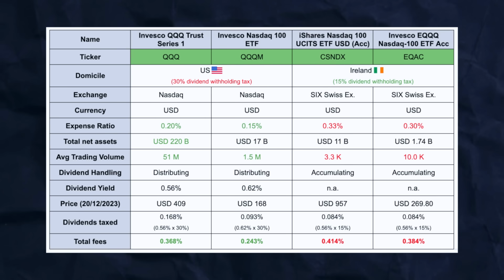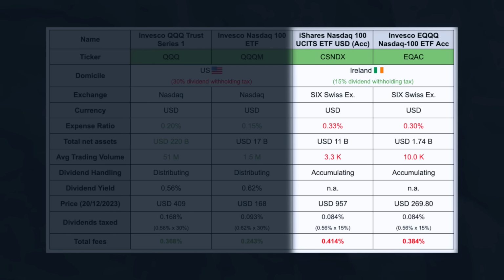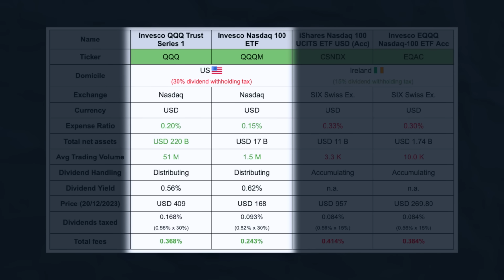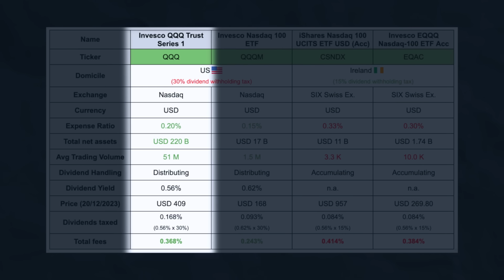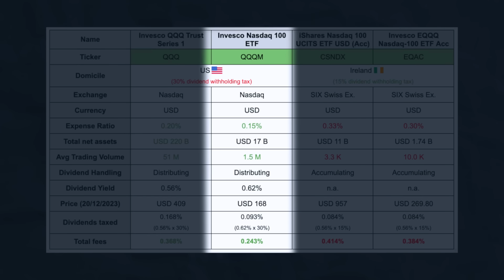So, in short, go for Ireland domiciled ETFs if you are worried about estate tax. Otherwise, just go for US domiciled ETFs. If you are using it for trading, go for QQQ as the bid-ask spread is a lot tighter. Otherwise, go for QQQM if you're investing over the long term.